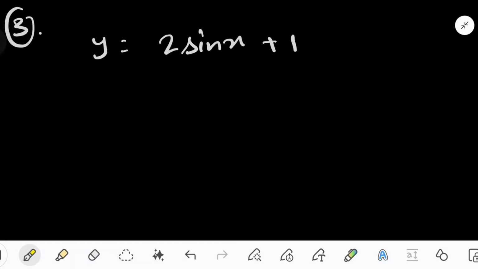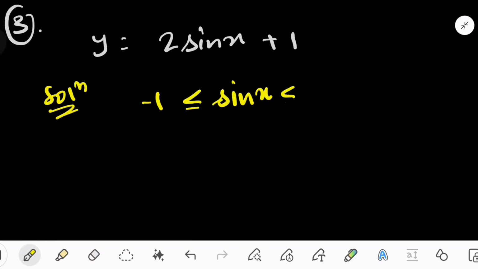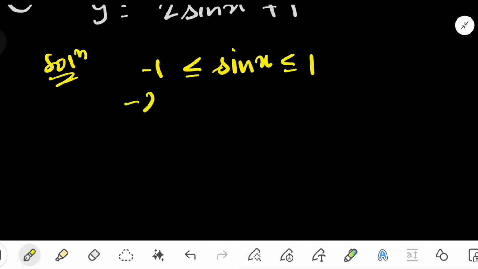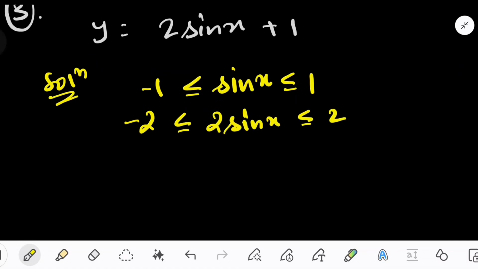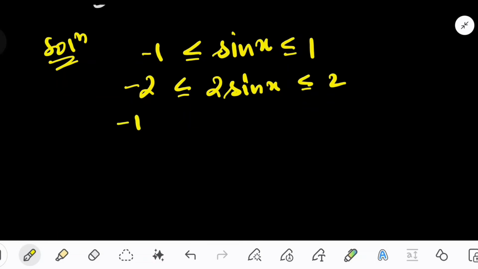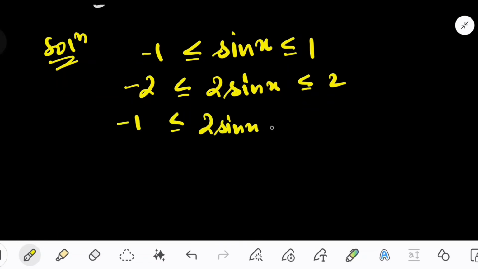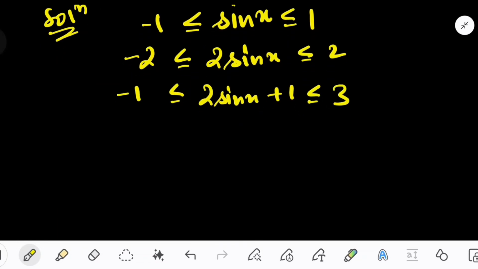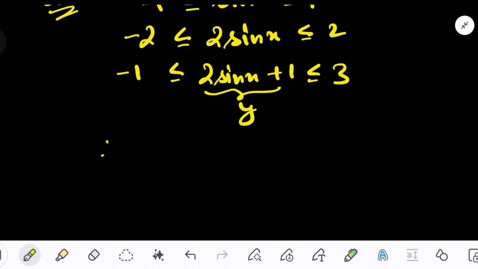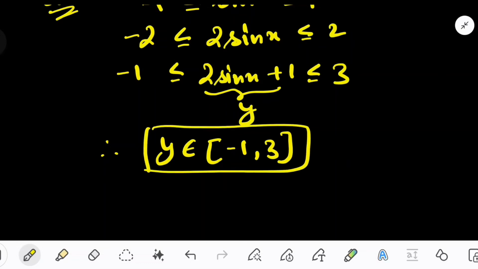Now there are multiple methods to solve this, so I will tell you a few. First of all, let's see this method. We know that sine x lies between -1 and 1, correct? So 2 times sine x will lie between -2 and 2. And when you add 1 to both sides, you will get -1 less than or equal to 2 sine x plus 1 less than or equal to 3, and this is equal to y. Hence, y belongs to [-1, 3], correct? Okay.